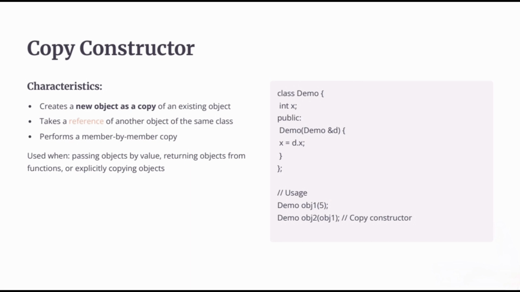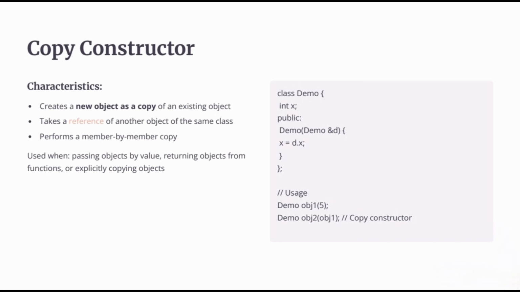Next one is the copy constructor. It creates a new object as a copy of an existing object. It takes the reference of another object of the same class. It performs a member by member copy. It is used when passing objects by value, returning objects from functions, or explicitly copying objects.